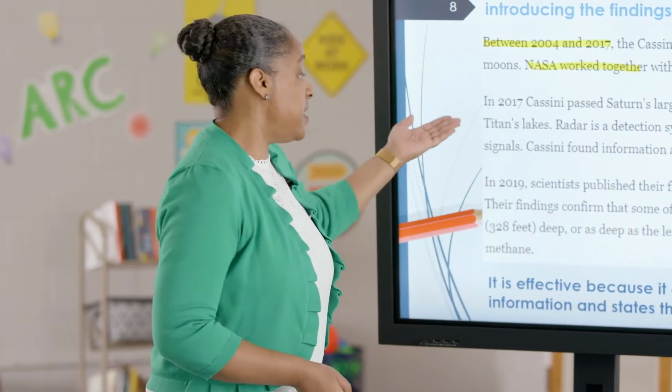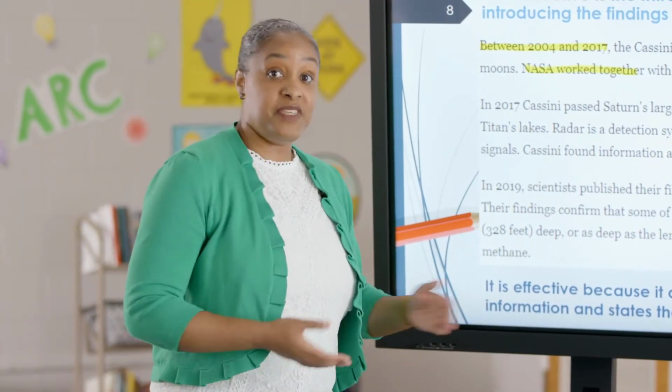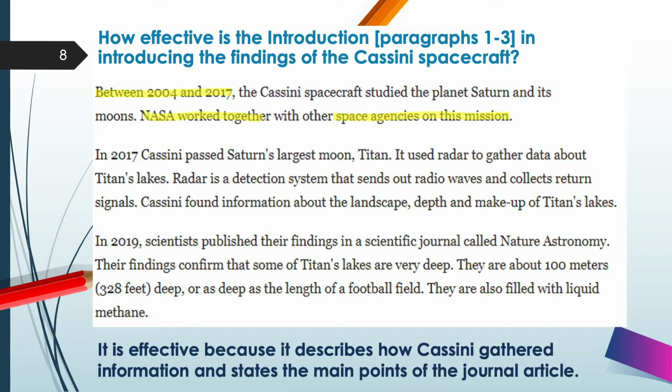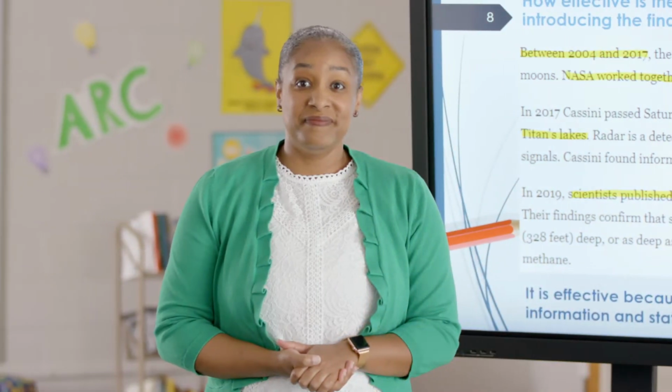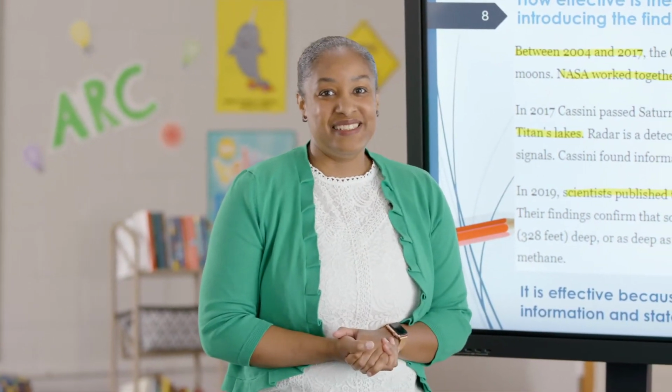Do you see anything in paragraphs 2 and 3 that supports our statement? Here's what I found. In paragraph 2, it introduces a type of technology used to collect data, which was radar. Let's look at paragraph 3. Not only did they collect this data using the Cassini spacecraft and other agencies, but it talks about publishing that information in a scientific journal called Nature Astronomy. How do we do with that one?